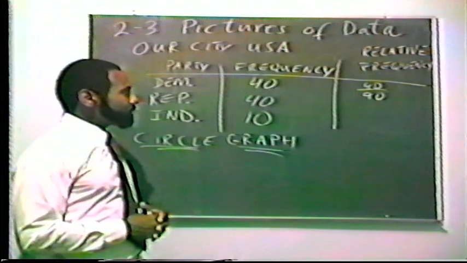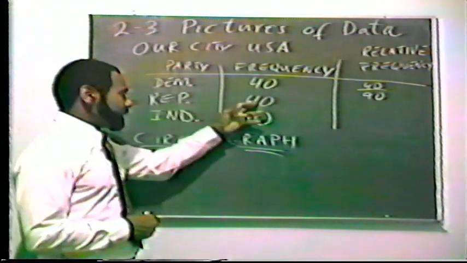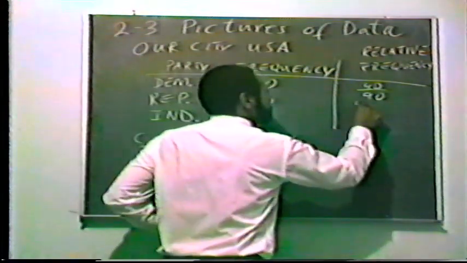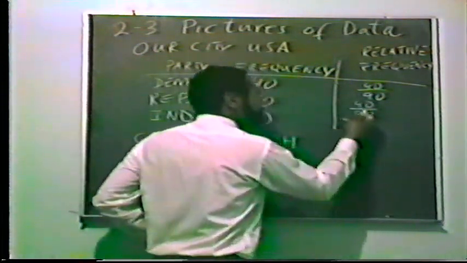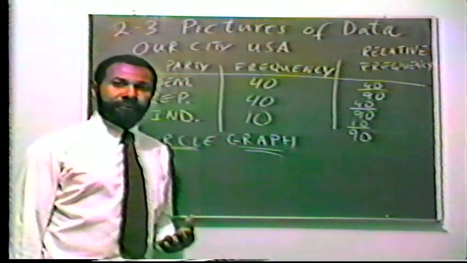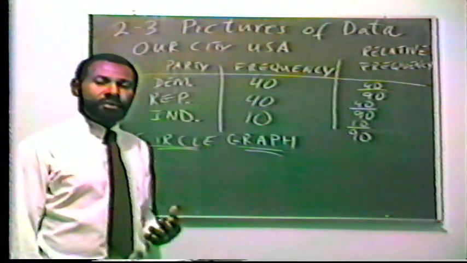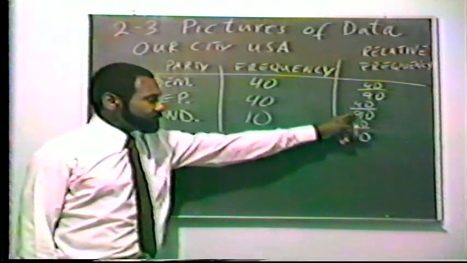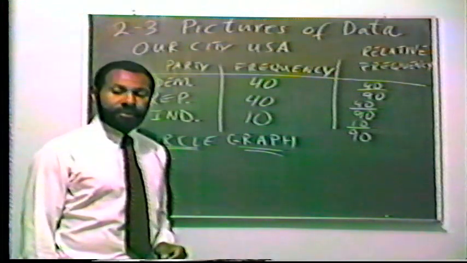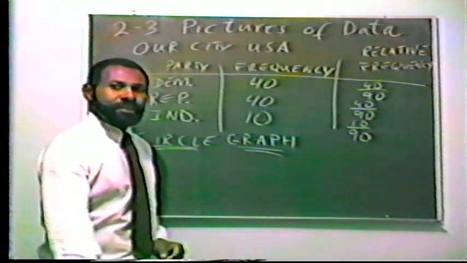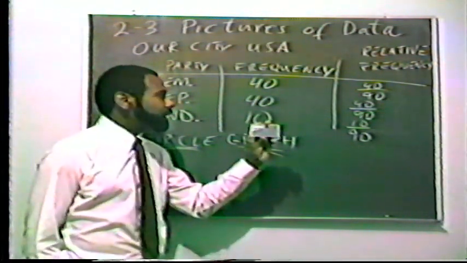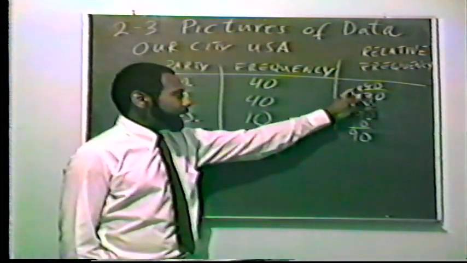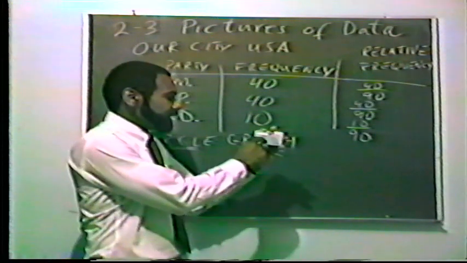Now, for the other individuals, we have a different relative frequency for some of them. For the Republicans, we have 40 over the total, which is 40 over 90. That's the relative frequency. Now, the next thing we have to do is take these relative frequencies that are written as fractions, and change them into decimals. So we take out our calculators and we divide these numbers. First, we would have 40 divided by 90.